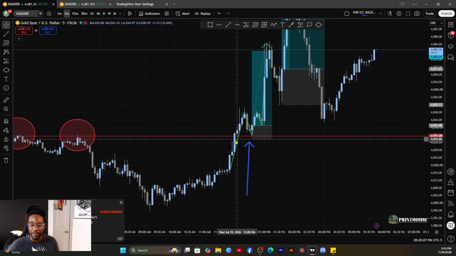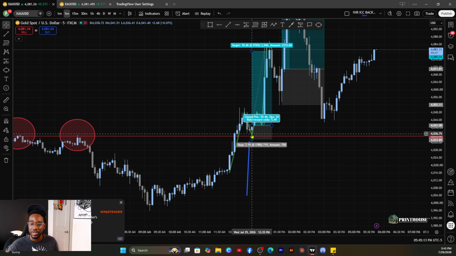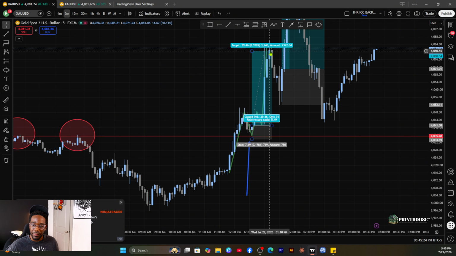I know it had to come back to something. So once it goes through something, it's got to come back to test that area. So ICC is nothing but impulse, correction, continuation. This is nothing but break, retest, confirmation, right?